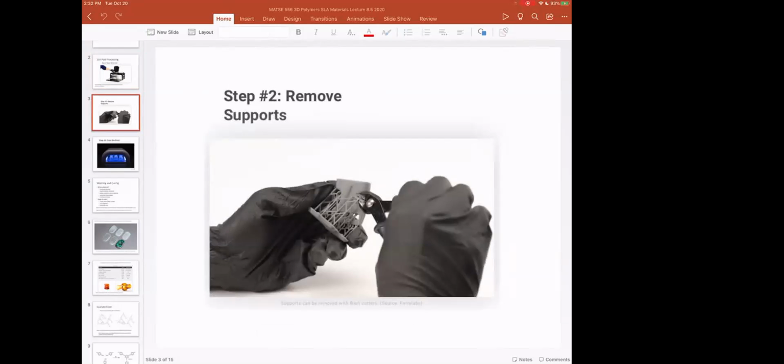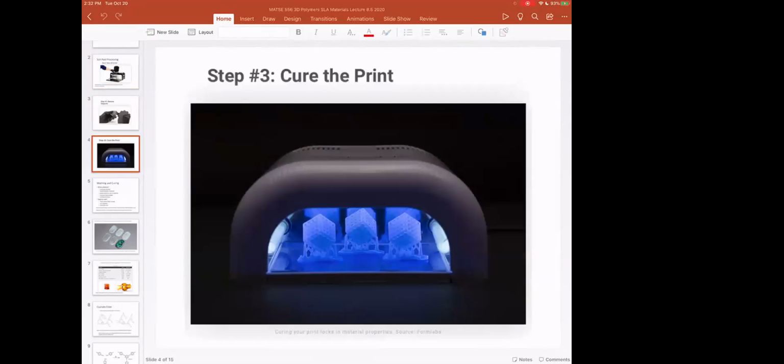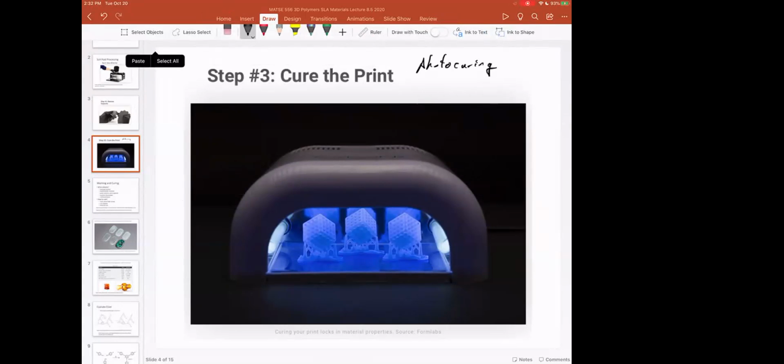So after it's all rinsed, you remove the support, and we don't talk too much about supports in this class. That's covered in other 3D printing design classes and 3D printing manufacturing classes. But if you have supports, you physically clean up the part after all the uncured resin is rinsed. And then what we'll talk about a lot is curing the print. So you can either do this with photo curing, or thermal curing.